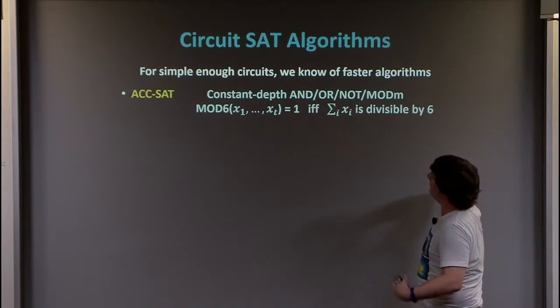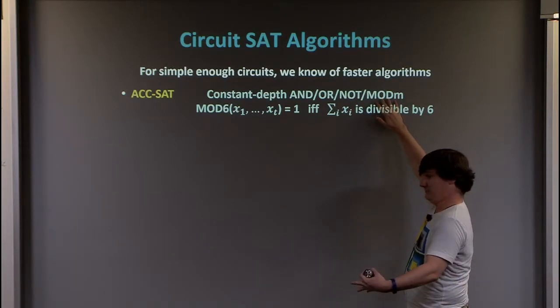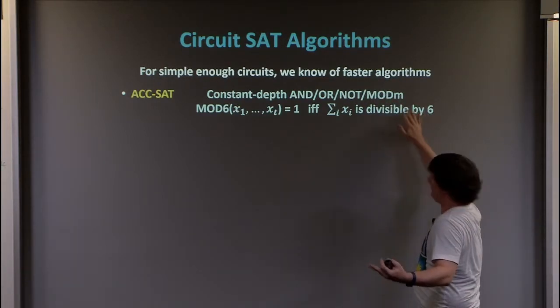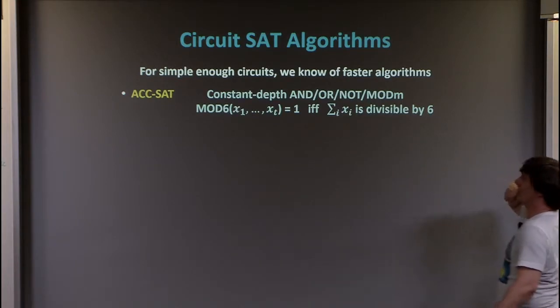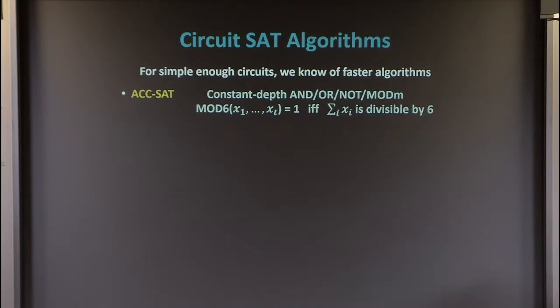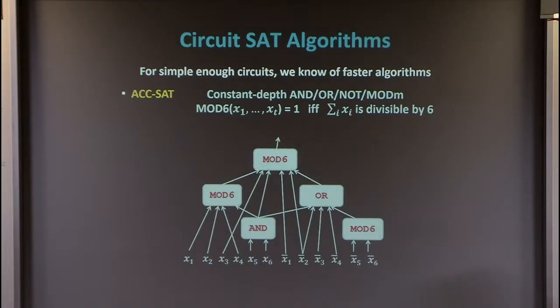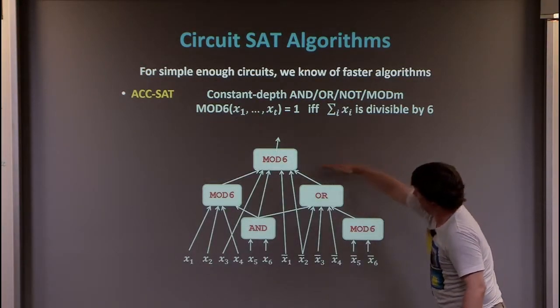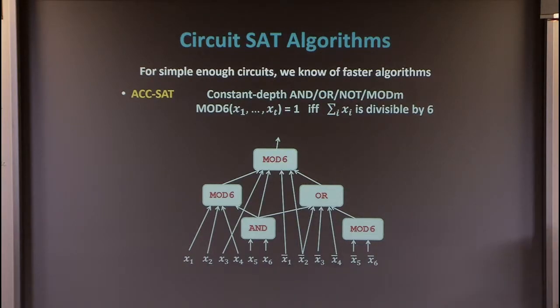So people thought, well, what if you just add that function in for free into the basis? Well, then you can definitely compute MOD 2 with one gate. What else can you do? So just throwing in this divisibility check, it will look something like this. So again, constant number of layers, but with MOD 6s, ORs, and ANDs.